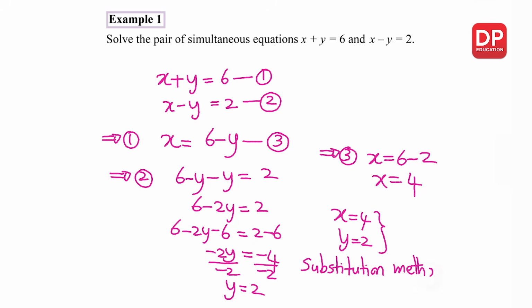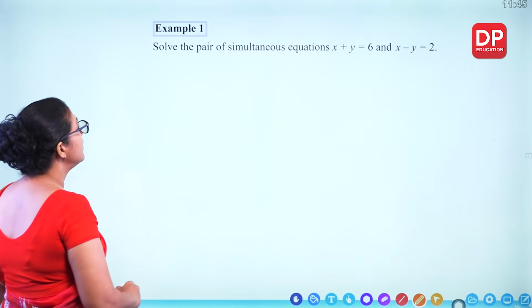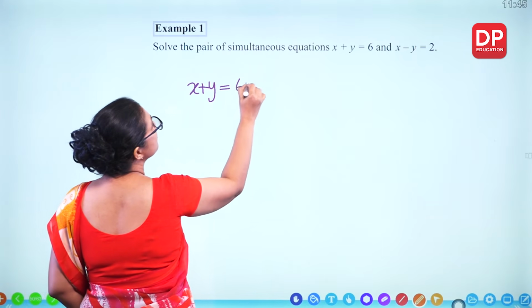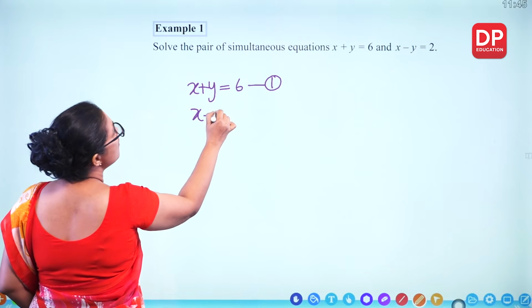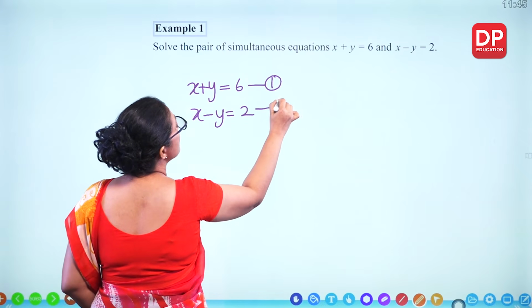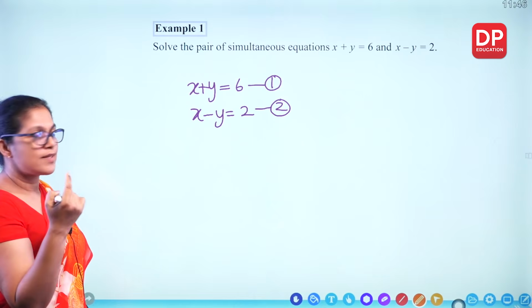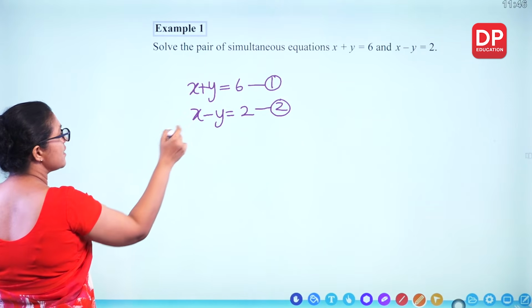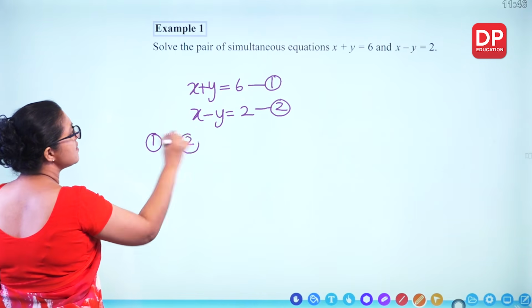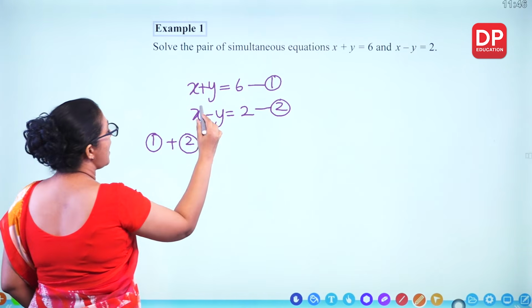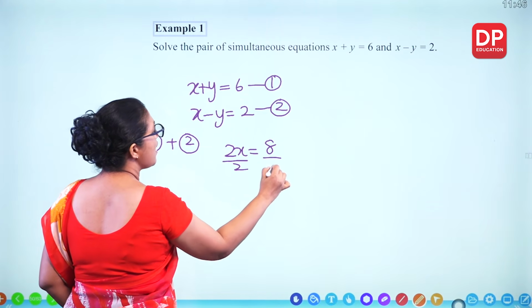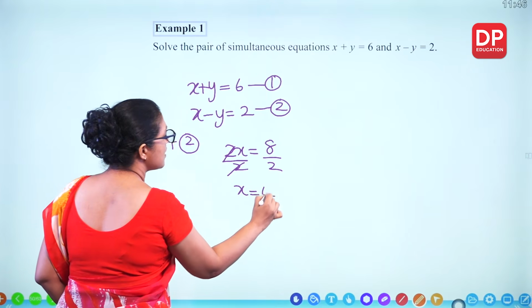Now we look at the second method using elimination. And you decide which one is easy. Coefficient of x or y both are the same, so you can do either addition or subtraction, but I'll do addition. That's easier than subtracting. So you get adding these two, 2x becomes 6 plus 2, 8. Divide this by 2, you get x equals 4.